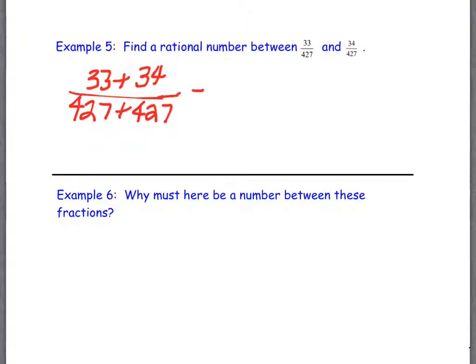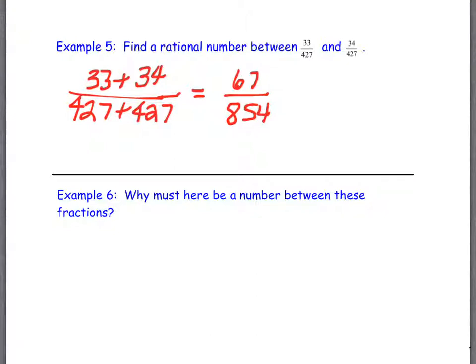Is this the only number between these? No, there's infinitely many numbers between them, actually. Lots of them. Because all this does is give me another rational number, and I can take this new rational number and one of the original rational numbers and just do it all over again. All right? So what is 33 plus 34? 67. And what's 427 plus 427? 854. And I don't think that reduces.